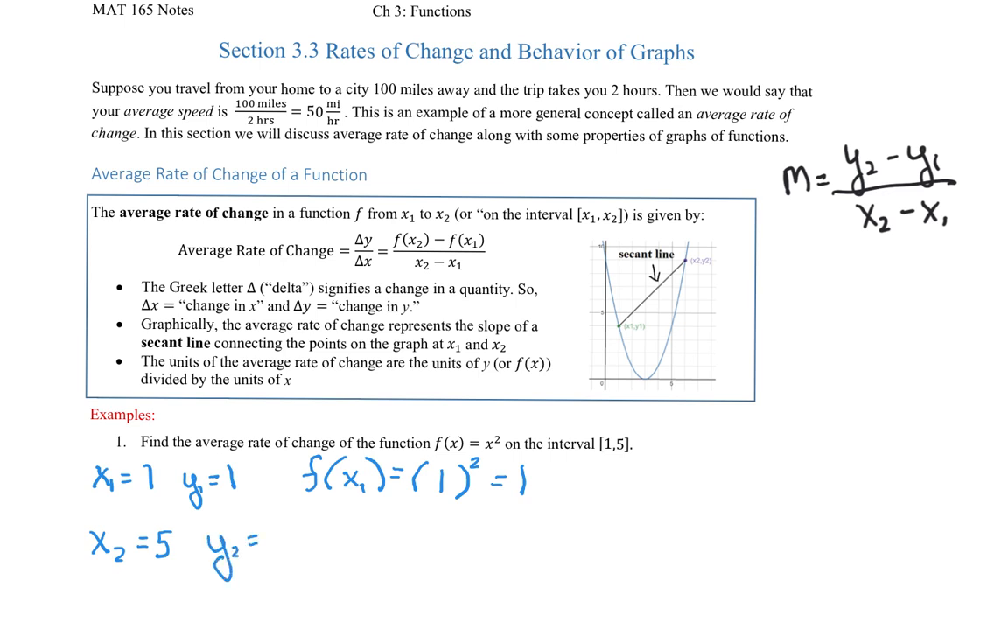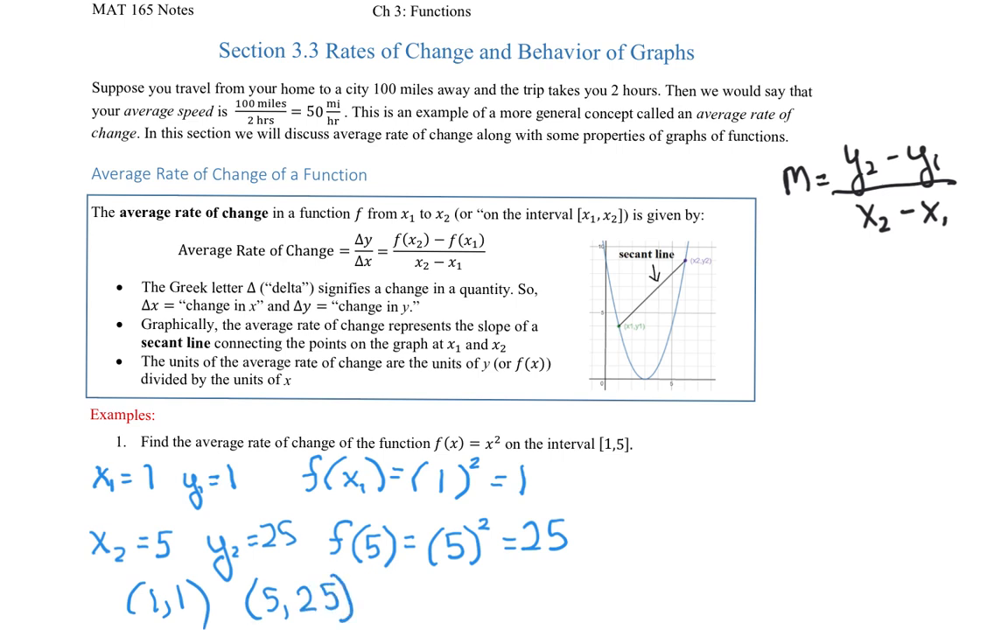Let's take a look at y2 now. We're going to find the function of x2, in this case x2 is 5. We're going to go ahead and plug that into our formula. So we'll have our 2 points, (1, 1) and (5, 25).